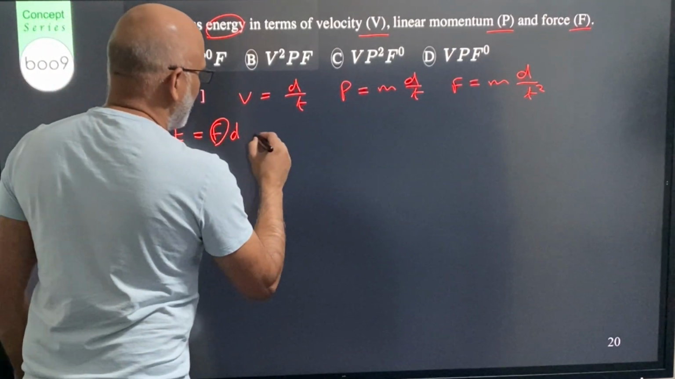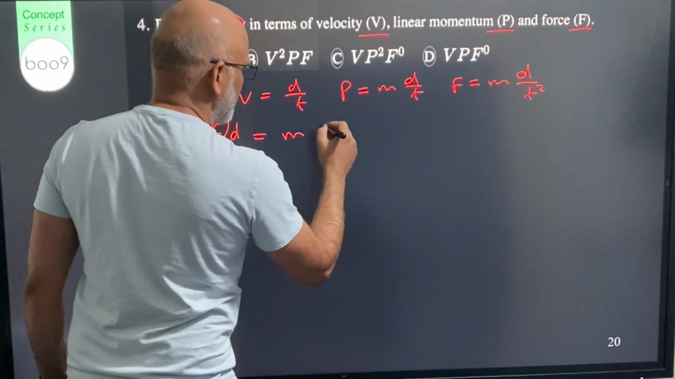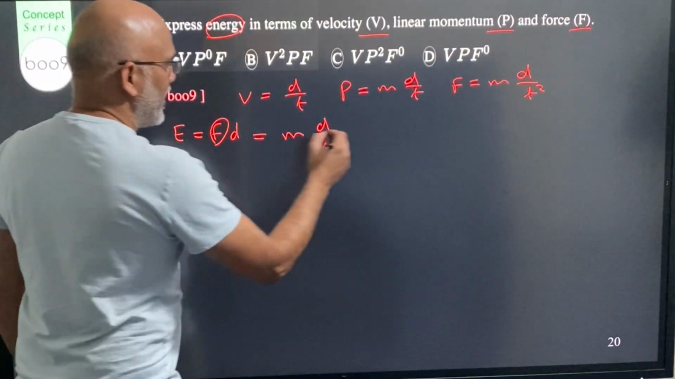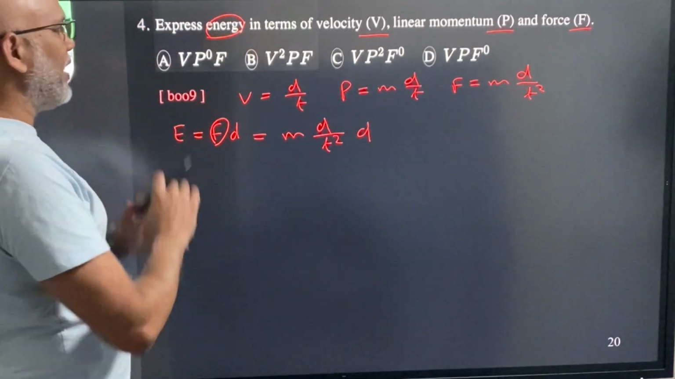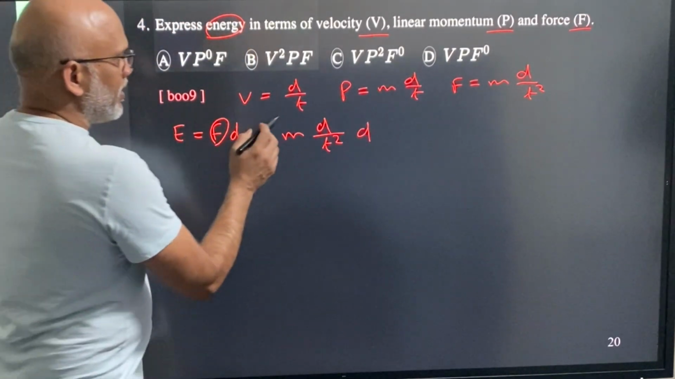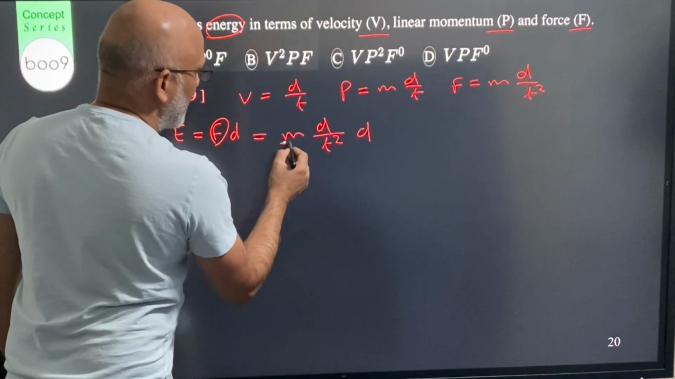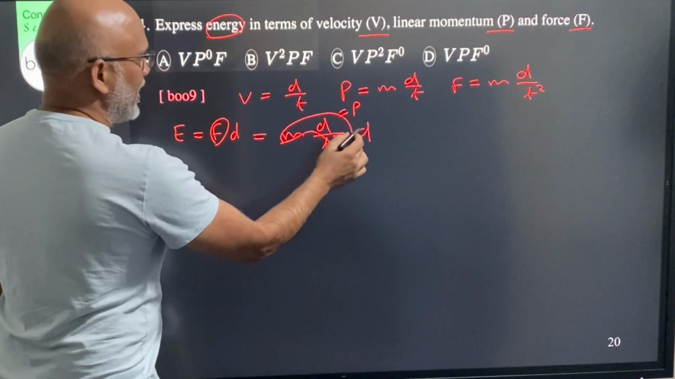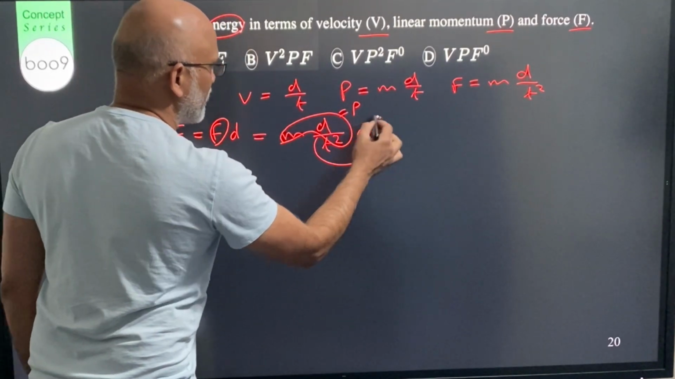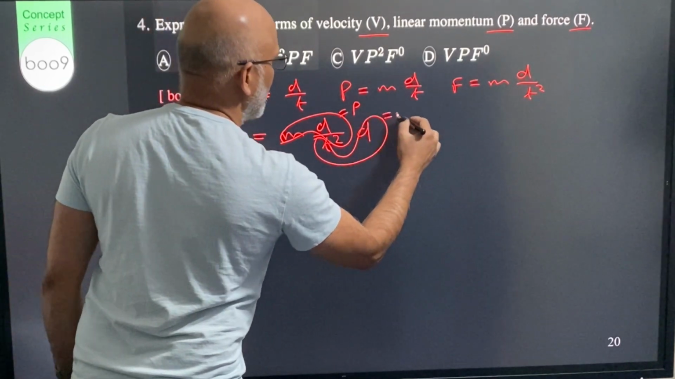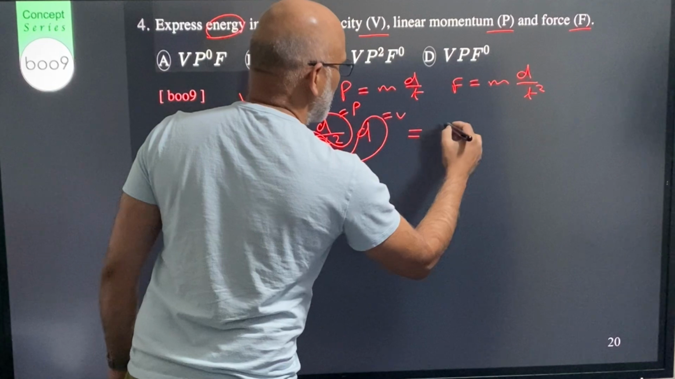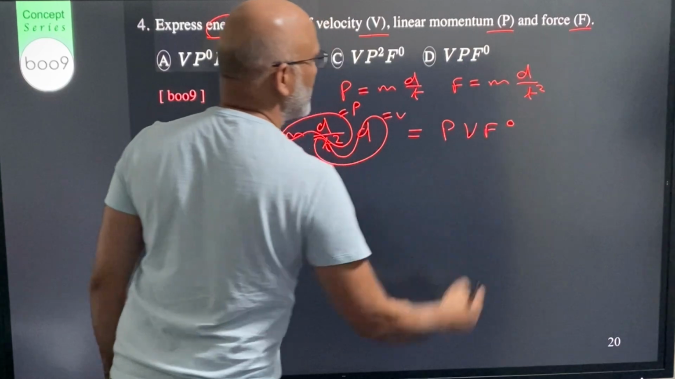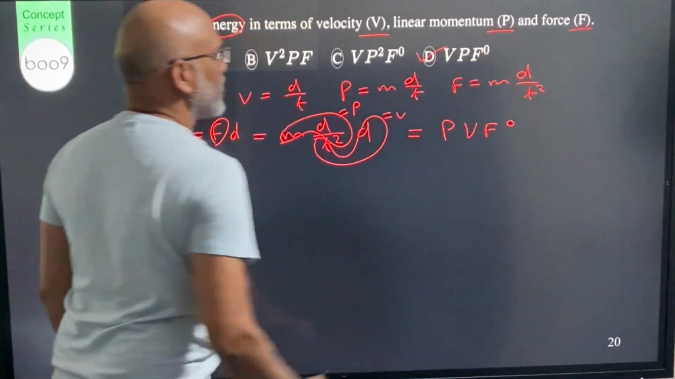Let me expand F instead. F is mass times acceleration distance over time square, and then there is another distance. Now if I look at it, mass, distance, and time, mass, distance, and time, so this is P, and distance over time, so this can be velocity, right? So this is P V, and there is no force involved, so F to the power 0. Then D is the correct choice.